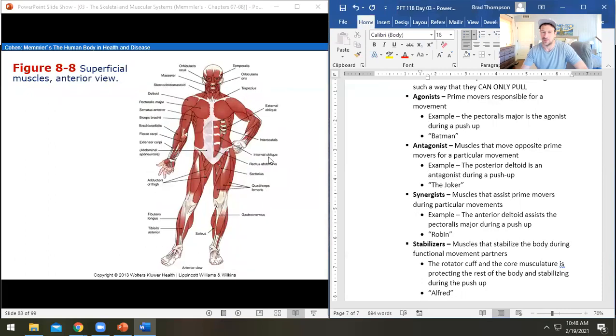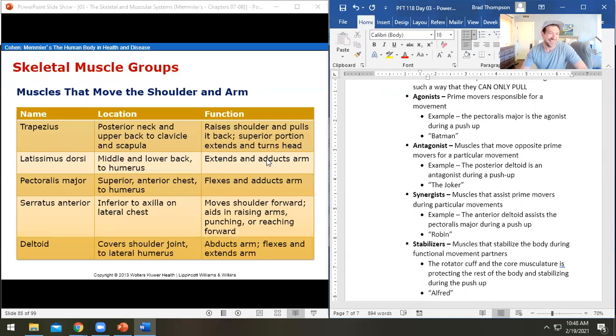I love how sassy both of these pictures are, by the way.